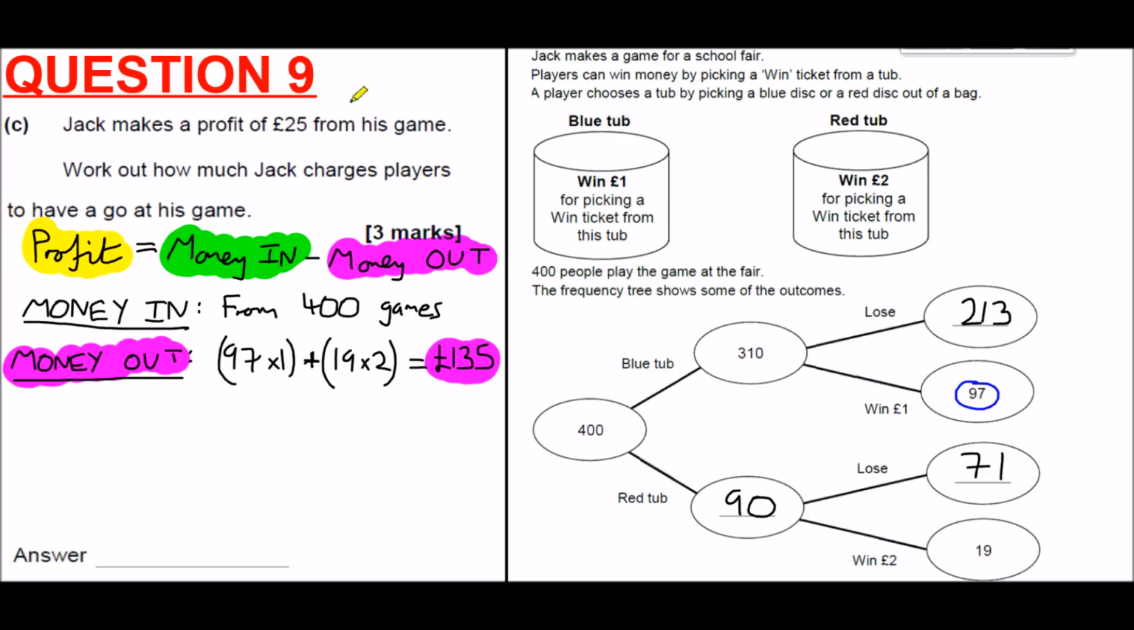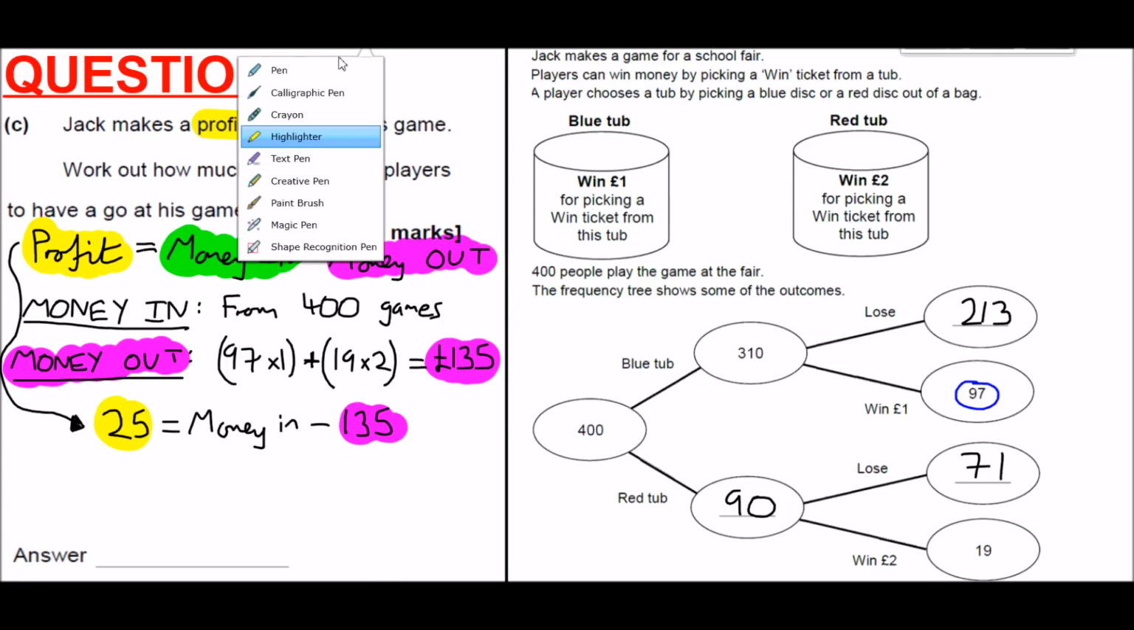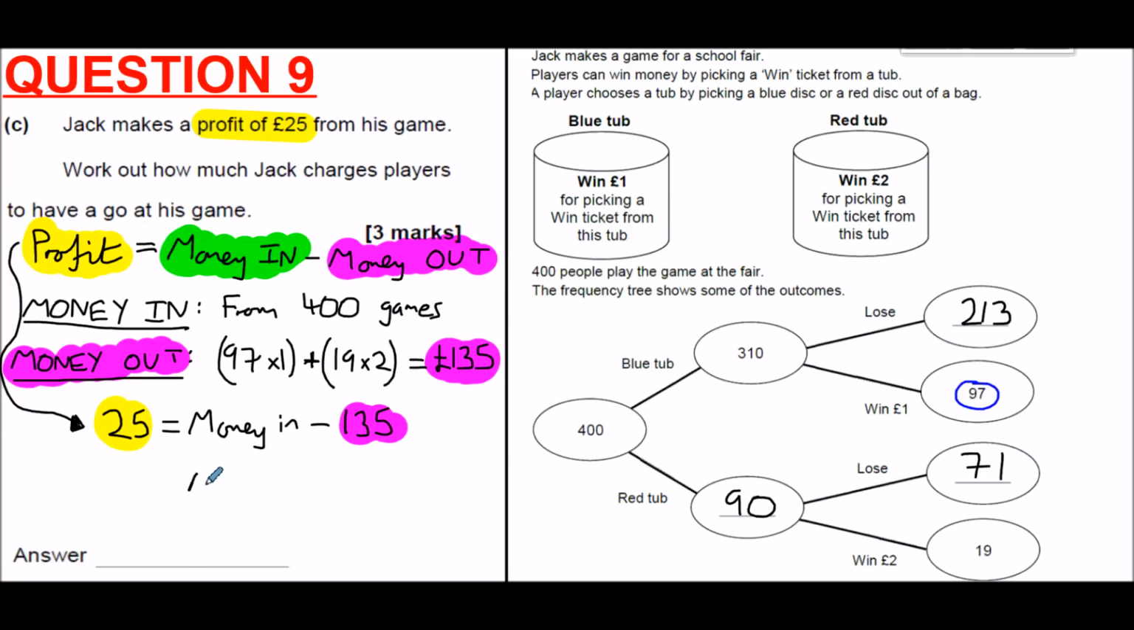We're also told what his profit actually was. His profit is £25. So we can put these numbers into this equation now. So the profit, which was £25, equals money in from 400 games. Just call it money in for now. We'll come to that in a second. Minus money paid out, which we've just worked out is 135. We can now make some headway in solving this. So we can rearrange this equation to work out how much money was brought in.